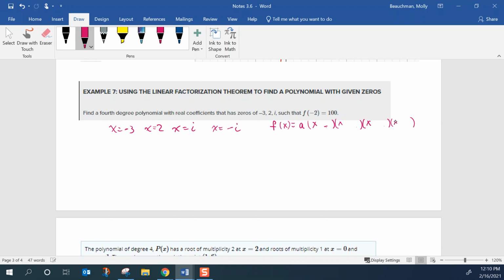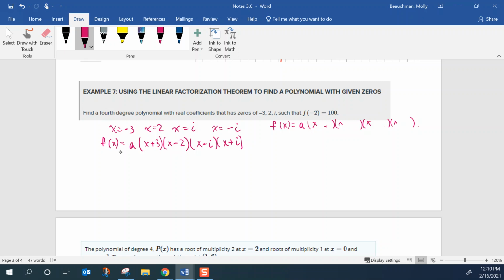I've got my 4 factors. I've got my 4 solutions. So now I know that my polynomial is going to be of the form f of x is equal to a times x plus 3 is the factor, times x minus 2 is the factor, times x minus i, times x plus i. I'm going to leave the a where it is and then multiply, to find a 4th degree polynomial.